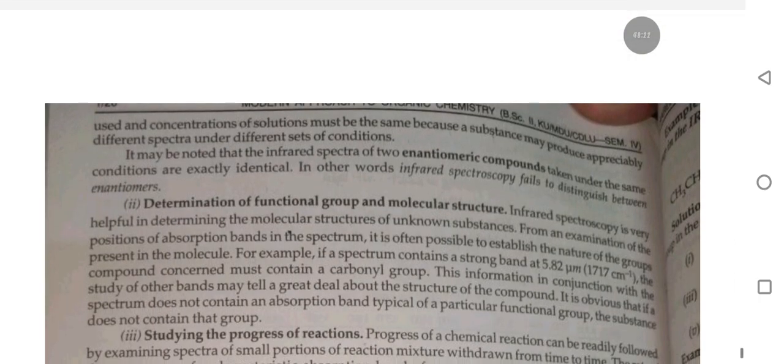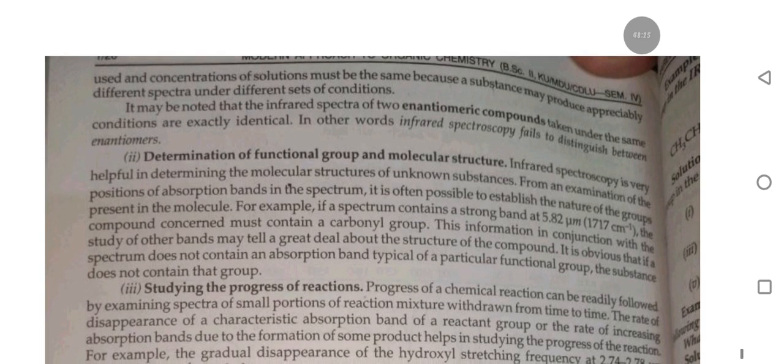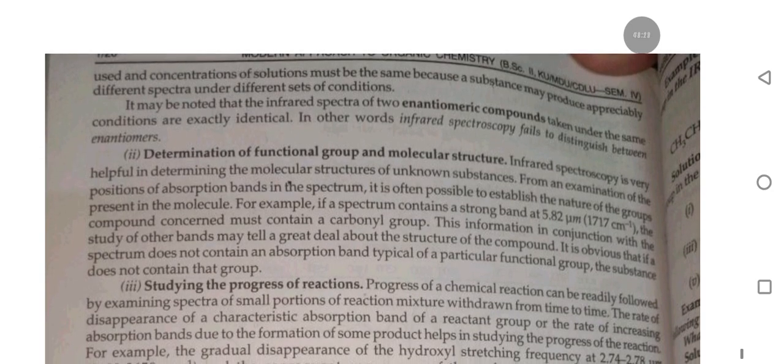Due to the large number of absorption bands found in the infrared spectra of organic compounds, the probability that any two compounds will produce identical spectra is practically zero. This means that if two samples afford identical spectra under similar conditions of measurement, they must be samples of the same substance. However, the conditions of recording the spectra, such as physical state of sample, solvent used and concentration of solution, must be the same because a substance may produce appreciably different spectra under different sets of conditions.